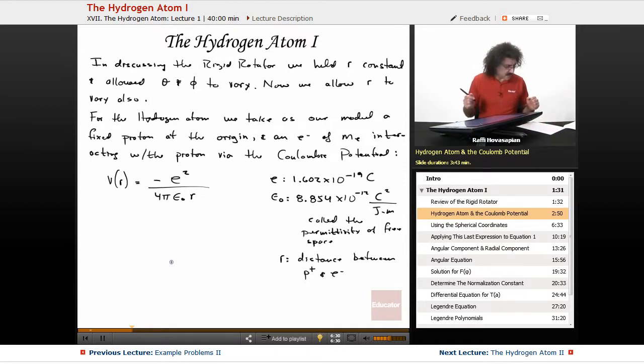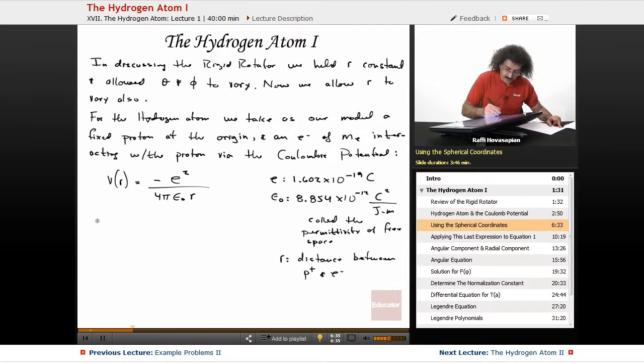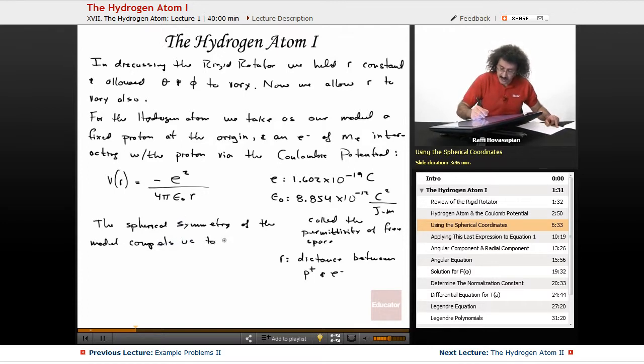Okay, so in spherical coordinates, you know what, let me go ahead and erase this. Let me see, should I go ahead and put it on this page? Well, that's fine. So the spherical, I'll write it here. Now, the spherical symmetry of the model compels us to use spherical coordinates.